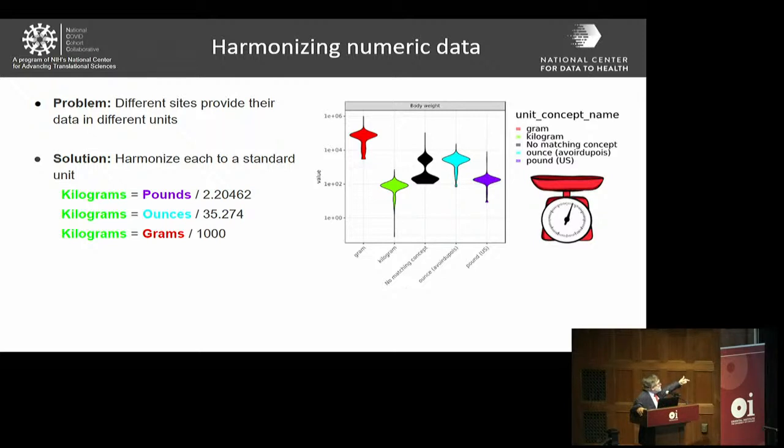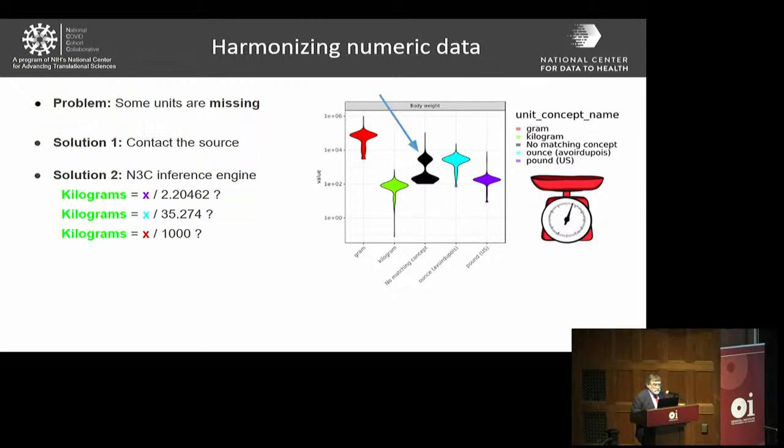So we've got pounds, ounces, and grams. You can see the distributions. But when we got this black thing in there with no matching concept, I think there's an animation that points an arrow at it. So there was no unit of measure reported. This is the data completeness problem, which we see all the time in data harmonization, where the data is sadly incomplete on things that you think they'd mention.